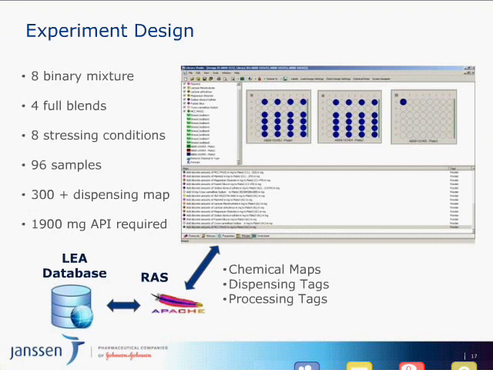So this is the overview of the experimental design we have done in the last few months. You can see that it has 8 binary mixtures and 4 full blends, and 8 different stressing conditions. So we have 96 samples in total. All this experiment needs 300 plus dispensing maps. For some DOE approaches, you may need 800 or even 1,000 powder dispensing maps in a single screen. In total, you need 1.9 grams of API for this study.